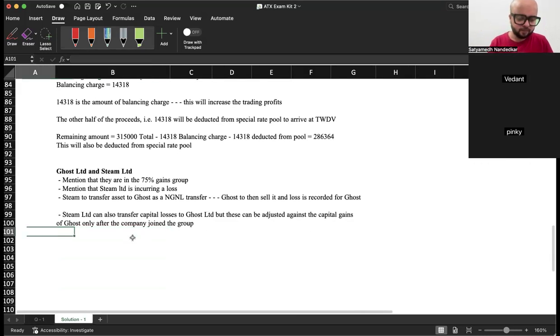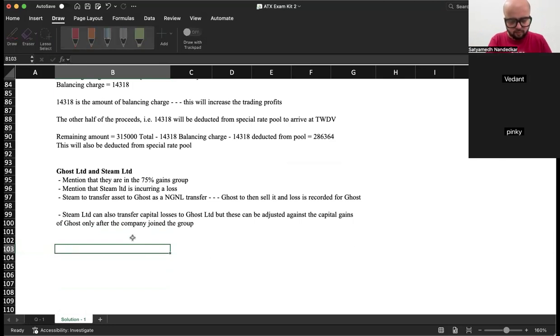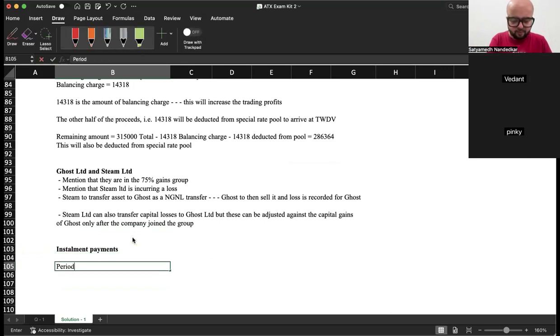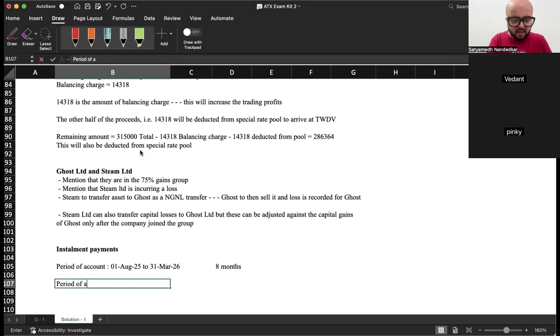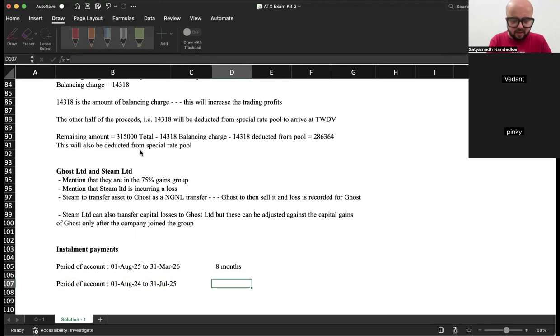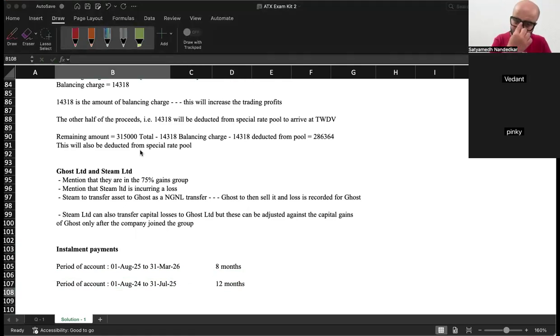सो installment payments, period of account 1st of August 25 to 31st of March 26, कितना महीना हो गया, 8 months हो गया। ठीक है, now you have to make payment of corporate tax. ये करंट ईयर है, करंट पीरियड ऑफ अकाउंट है। इसके पहले वाला क्या था? इसके पहले का period of account must have been 1st of August 24 to 31 July 25. This was 12 months. Make sense?